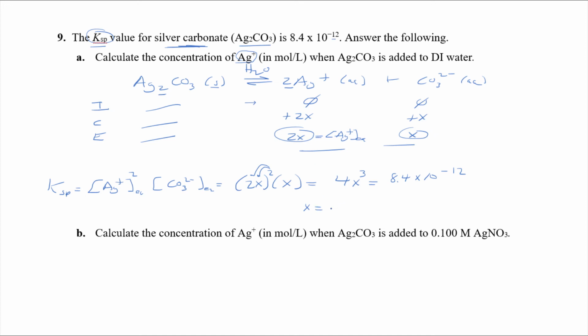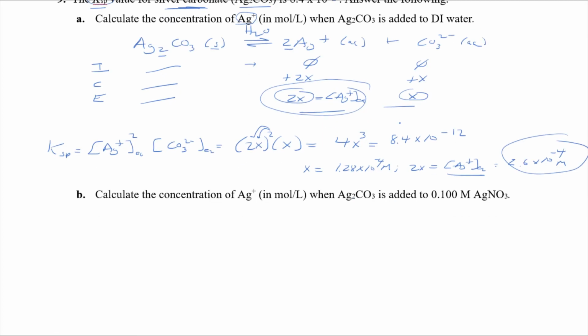Now remember, we solve for x, but x is not what we want. We want the silver concentration. And so I got 1.28, and I'm going to keep an extra sig fig until the end, times 10 to the -4th molarity. Now remember, we have to multiply that, so 2x is actually what we want. We want the silver concentration at equilibrium, right? That was up here. And to get that, I got 2.6 times 10 to the negative 4th molar. So there you go. There's your concentration of silver at equilibrium in DI water.